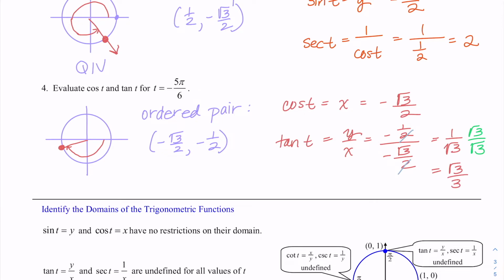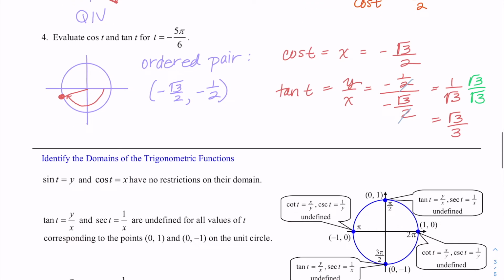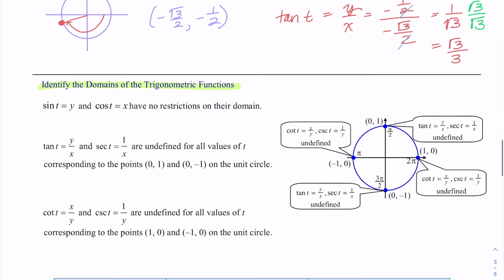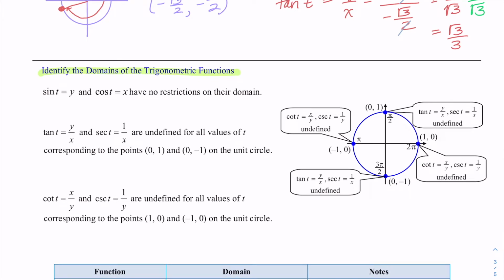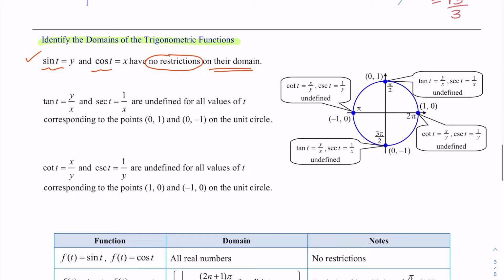Okay, let's talk about the domain of these trig functions, okay? They're pretty straightforward. The good news is that the sine and the cosine have no restrictions on their domain. So that's really nice. Now, why are the tangent and the secant of t undefined for any values of t located at these points?